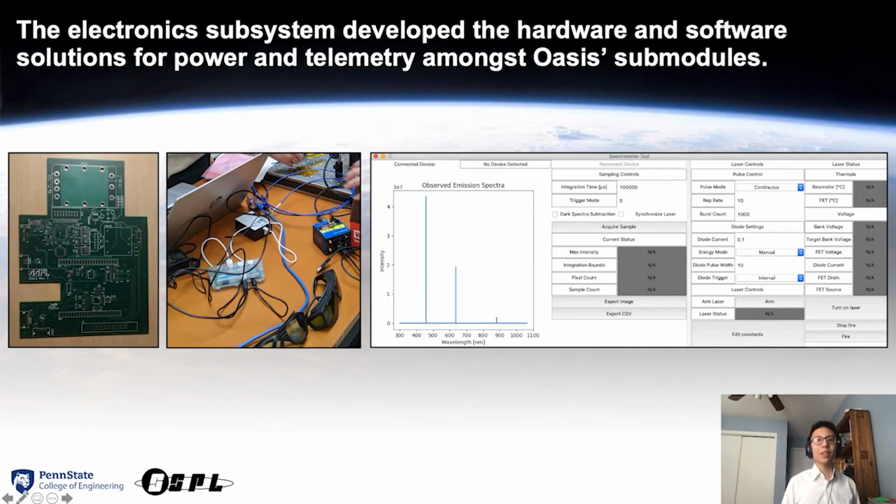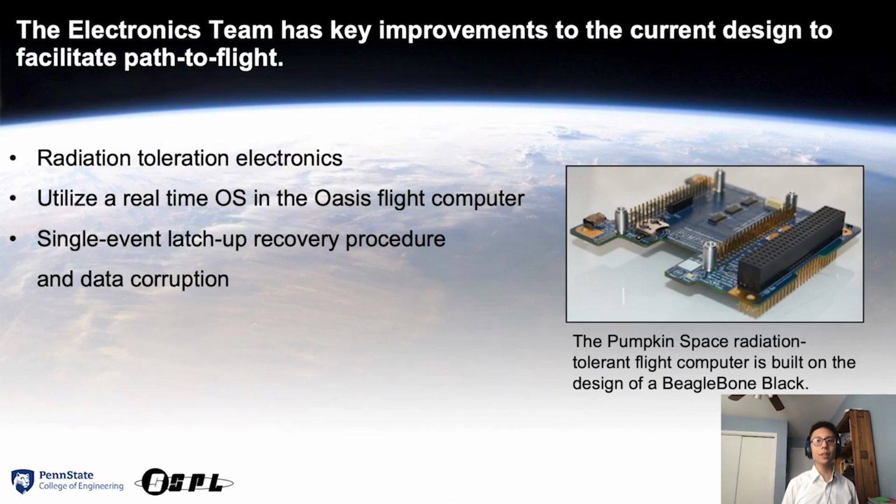In summary, various versions of the hardware and software interfaces are iteratively designed and implemented to verify adequate power and telemetry for Oasis. To ensure robustness and safety, a command line version of this code was also developed for actual laser fire and testing. In a path-to-flight scenario, our electronic components will be replaced with radiation-tolerant versions.